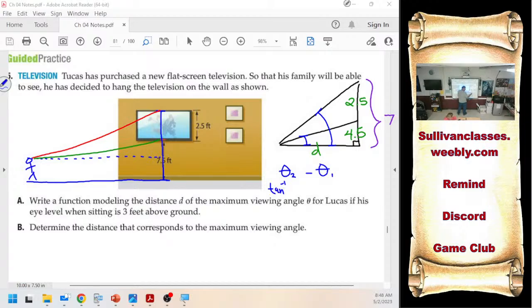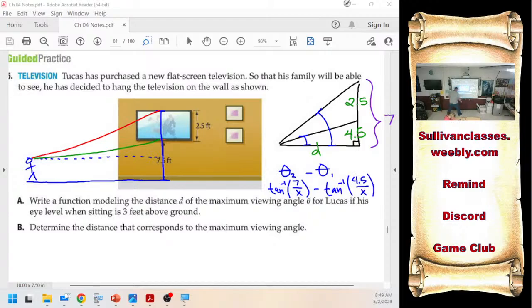Not always, but you found out when we were doing angles of elevation and depression that they really like using tangents because that's horizontal and vertical distance. They're easier to measure than a kitty corner diagonal distance. So arctangent of the whole thing, 7 over x, minus the arctangent of the part I don't care about, 4.5 over x.